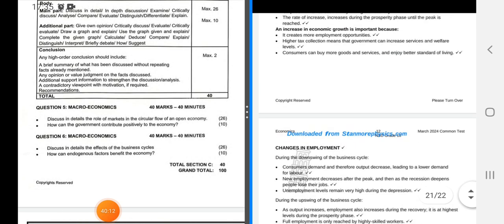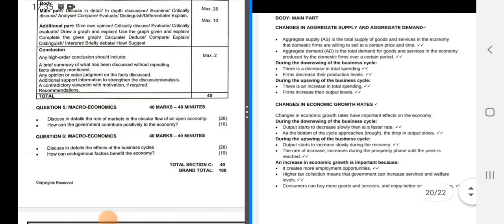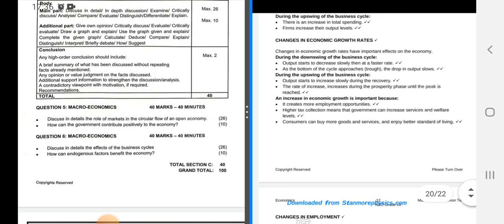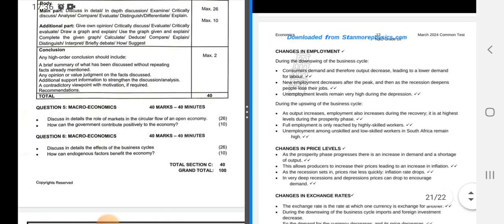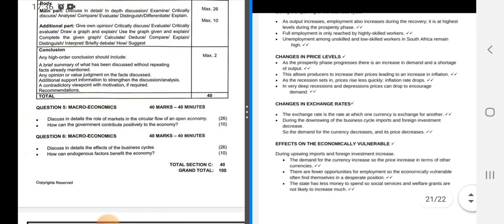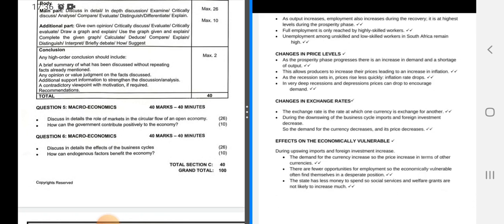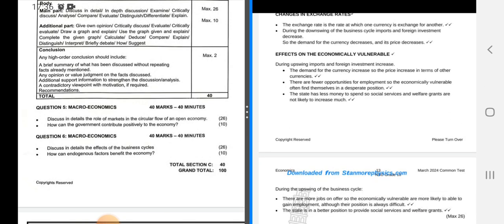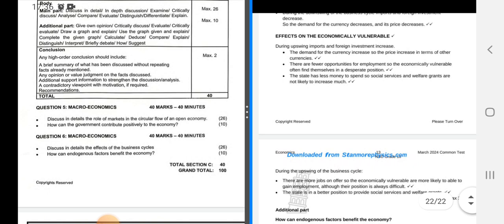So the subheadings are change in aggregate supply and aggregate demand. What happens there? What does the business cycle say about that? What does the business cycle say about the economic growth rate? What does the business cycle say about employment? What does the business cycle say about changes in price levels and changes in exchange rate? That's what you write there. So the effects on the economically vulnerable. What does the business cycle say?